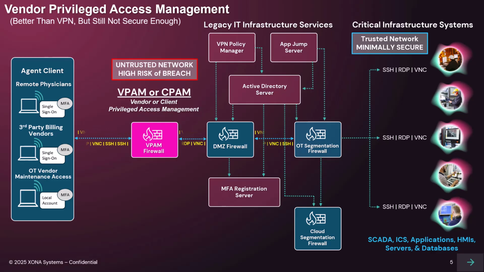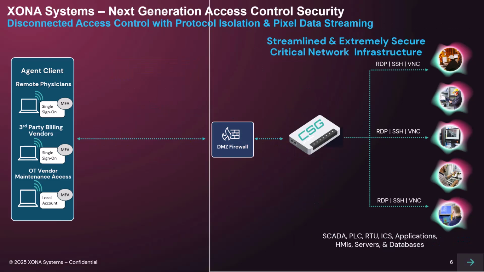Now let me show you how Xona eliminates these weaknesses entirely using protocol isolation and pixel streaming technology. This slide highlights why Xona is so significantly different and more advanced at transforming remote access security for critical infrastructures. Xona inserts a CSG appliance that prevents direct access to any live data streams in order to prevent threat actors from inserting malicious code or commands into the conversation between the users, operators, and the IT/OT critical infrastructure assets. So you're probably asking, what is protocol isolation?